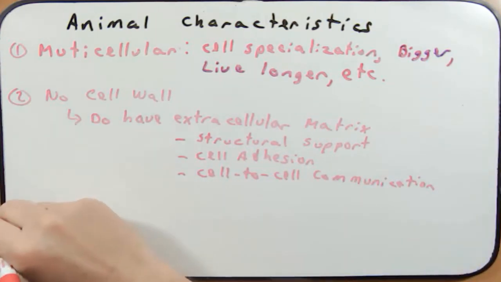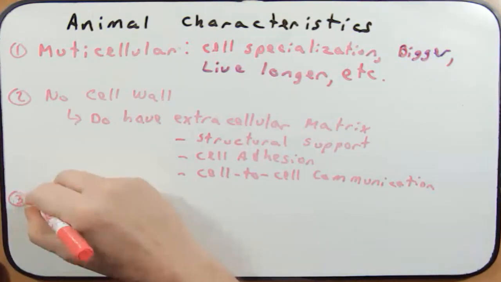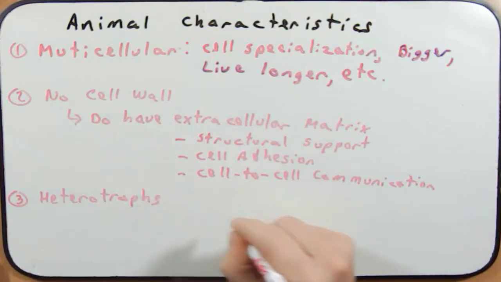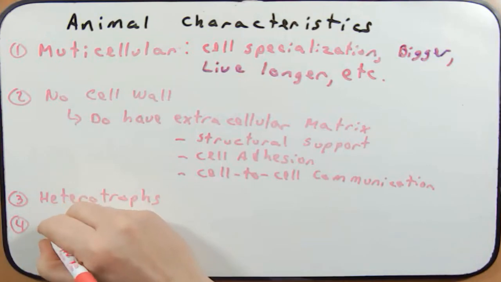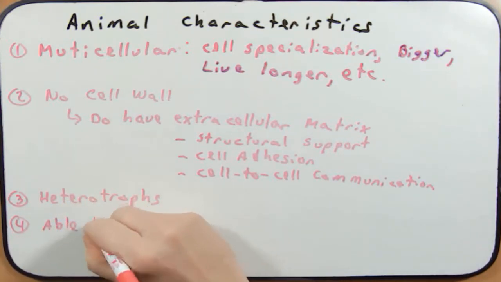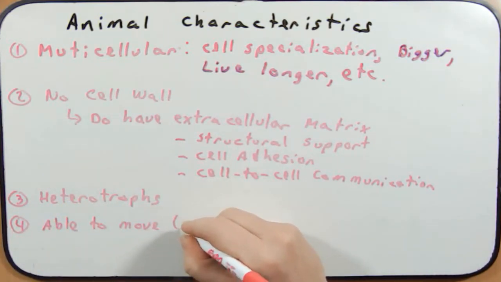Another characteristic shared by all animals is that they are heterotrophs. Just like the fungi, there are no animals that are able to undergo photosynthesis. So they are not autotrophs. All of them are heterotrophs, meaning that they have to consume their nutrients. A fourth common characteristic is that they are able to move, at least at some point in their life.